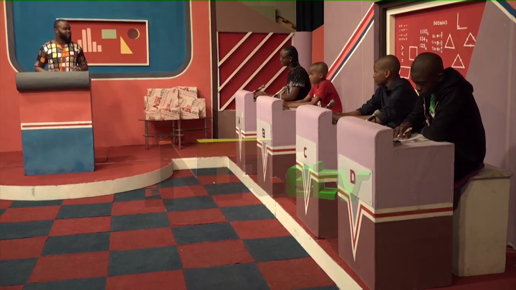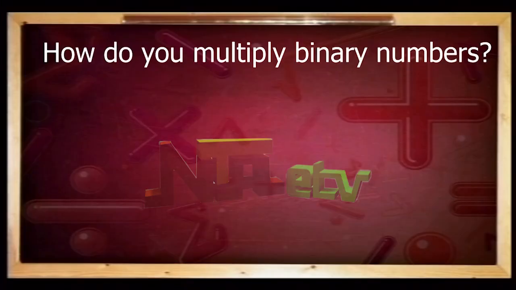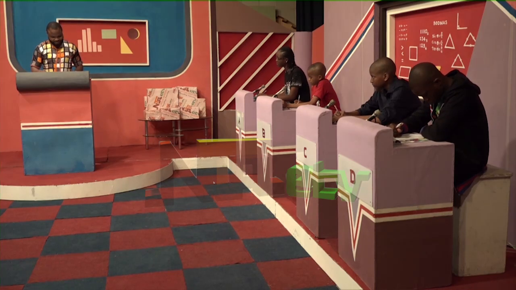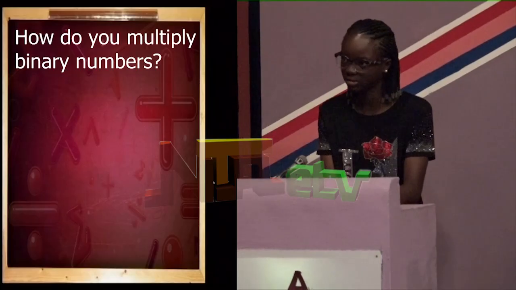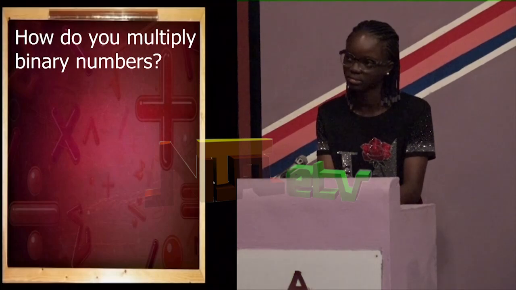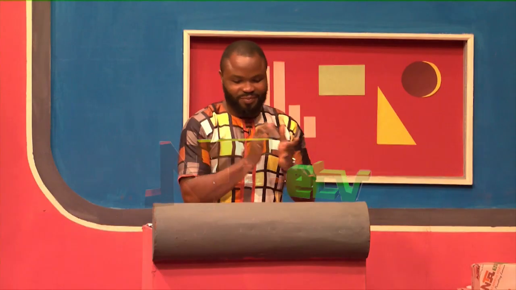And now we're back to contestant A, your question. Question 6. How do you multiply binary numbers? By multiplying each number times the base with their power. And your time is up. That wasn't the right answer. Multiplying binary numbers is similar to multiplying decimal numbers using the long multiplication method.